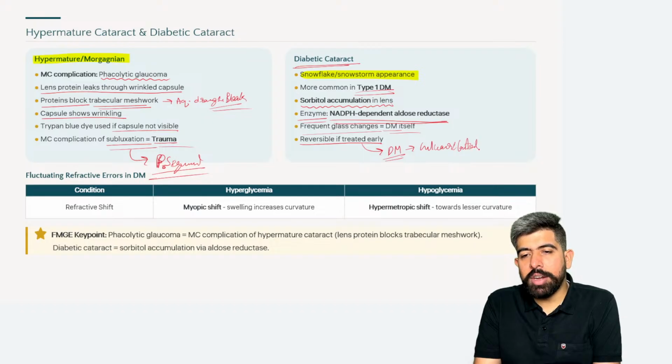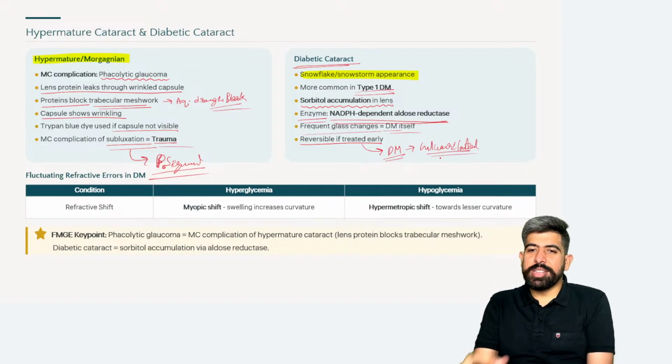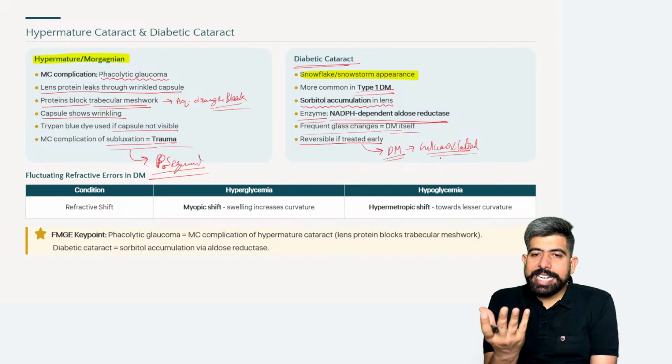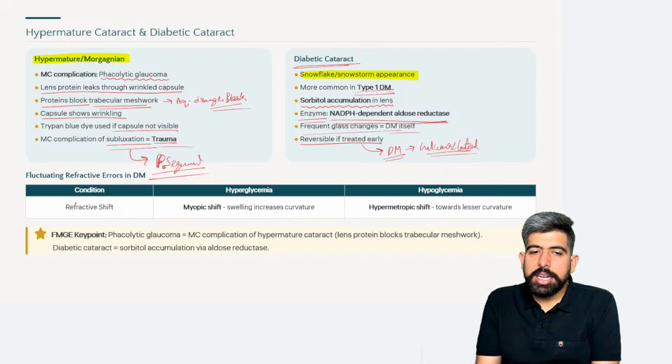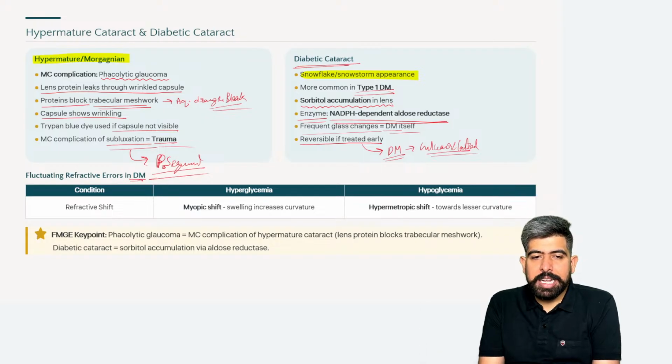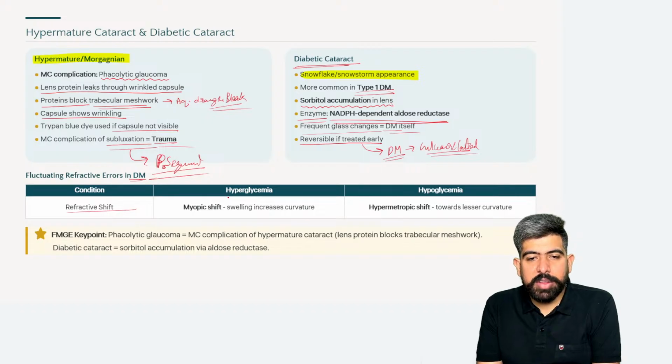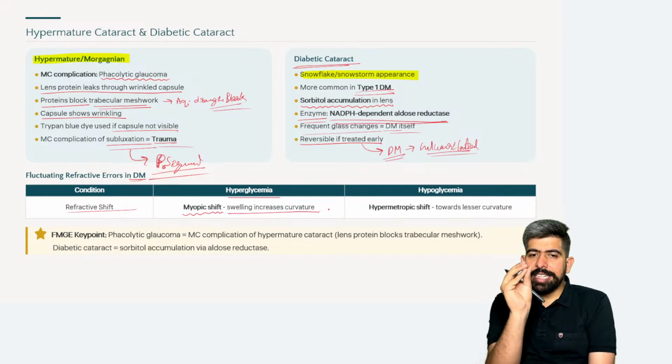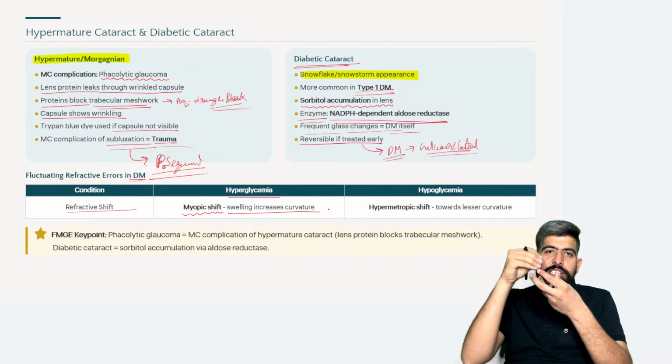Yes, control the level of glucose, so there will be no more accumulation inside your lens. Is that clear? Now, what fluctuating refraction errors will be seen in diabetes mellitus? The condition is called the refractive shift. Please remember it. If the patient goes into hyperglycemia, that causes a myopic shift. Why? Because the swelling will increase the curvature of the lens, as there is accumulation of the sorbitol.